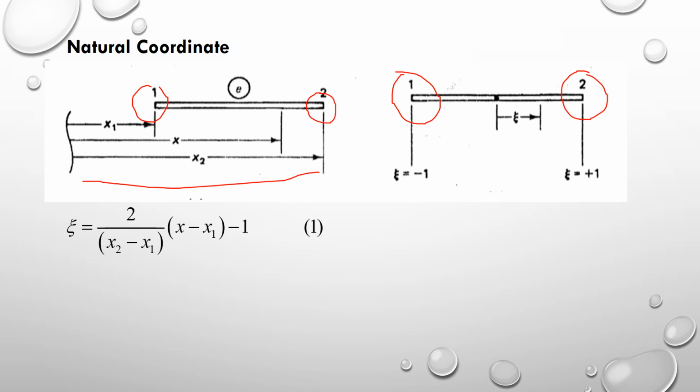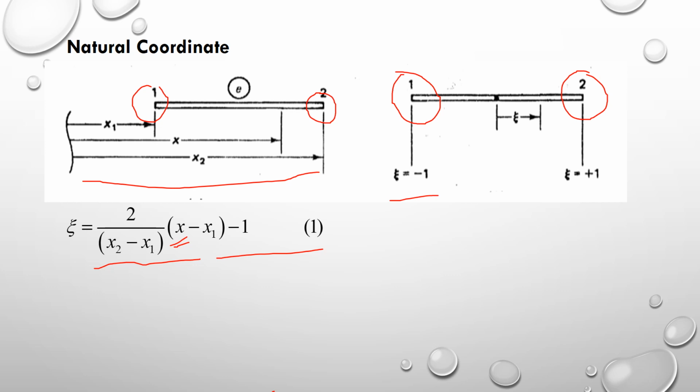This equation 1 shows the relationship between this natural and global coordinate system. So we will find out whether it is satisfying its boundary conditions or not. First we will check it. In this equation 1, suppose we choose x at x1. What will happen? Suppose we substitute, x1 minus x1 is 0. The total term will appear as 0. So -1 is left. Means at x equal to x1, zeta is equal to -1. So this is satisfying.